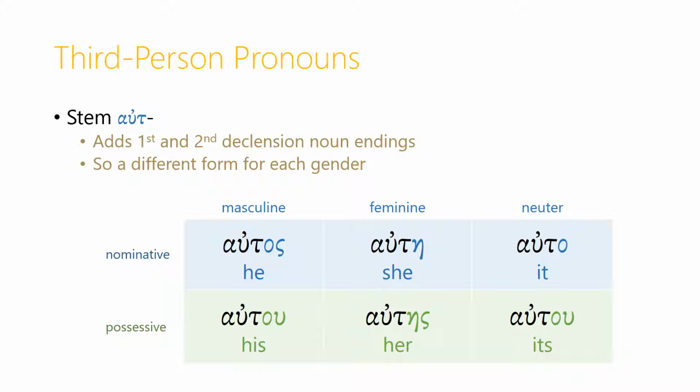In the feminine, the nominative was aute, she, and the possessive is going to be autes, her. The neuter nominative form was auto, and the possessive form, its, is going to be autou again. And do you notice that the forms for the neuter here, possessive, and the masculine possessive are identical? That's something that we're going to find in several places throughout Greek, that the neuter forms and the masculine forms in the second declension are very often the same.